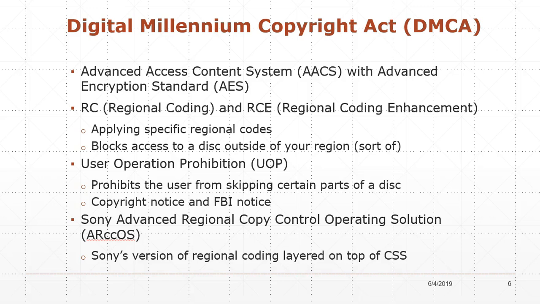The user operation prohibition, UOP, prohibits the user from skipping certain parts of a disk, and that's usually where you would put the protection. Things like the copyright notice and the FBI notice. If you've ever started up a DVD and watched a movie, you can't skip over those sections because it's disabled. Sony's Advanced Regional Copy Control Operating Solution, or ARCOS, was Sony's version of regional coding layered on top of CSS.